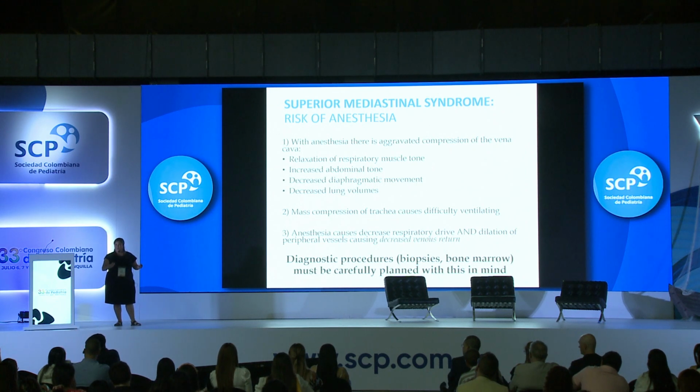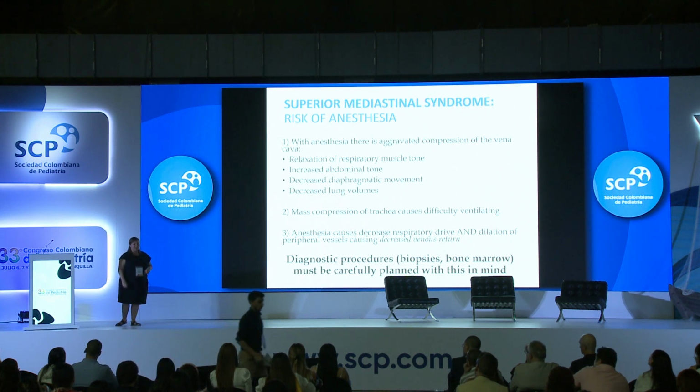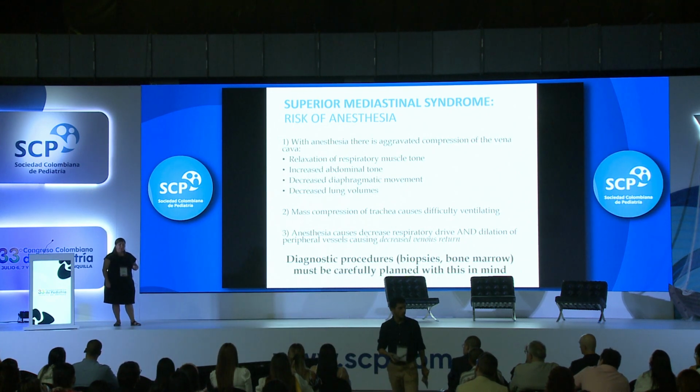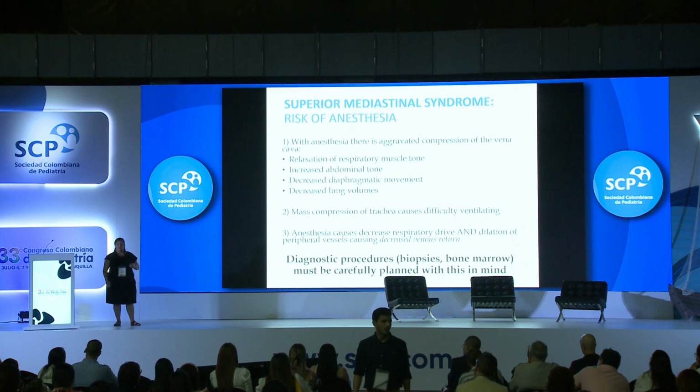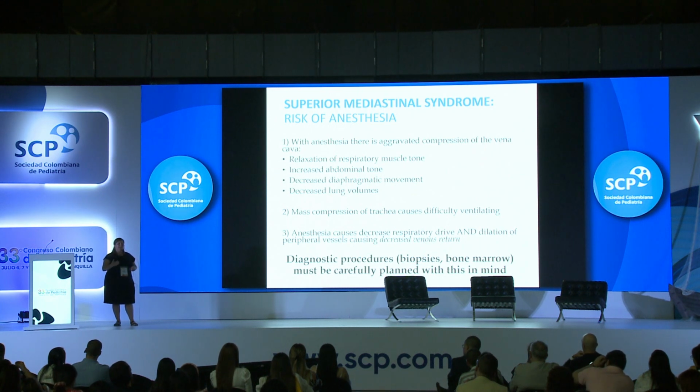The way we diagnose these tumors is generally by a biopsy, and often that comes with other procedures such as bone marrow biopsies. And so in order to do those safely, we have to think about the other risks associated. With anesthesia, we know that there's an aggravated compression of the vena cava. It relaxes the respiratory muscle tone. With anesthesia, we get increased abdominal tone. We get decreased diaphragmatic movement and decreased lung volumes.